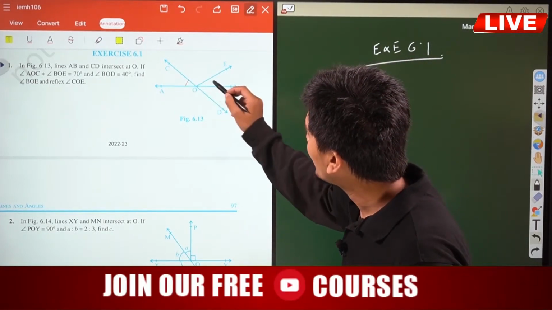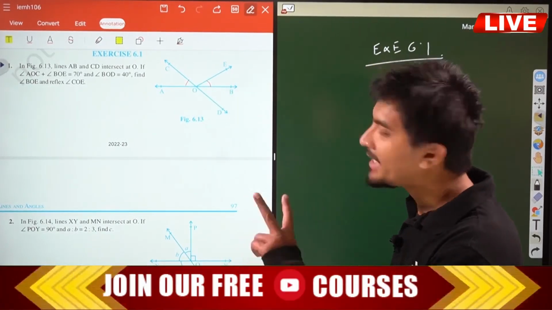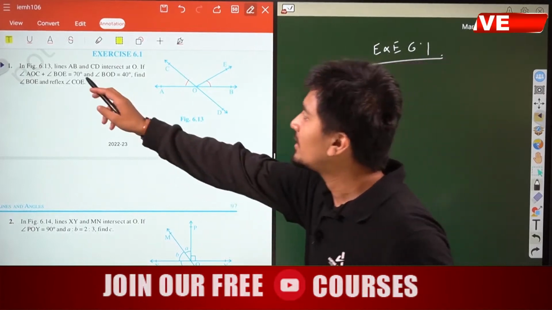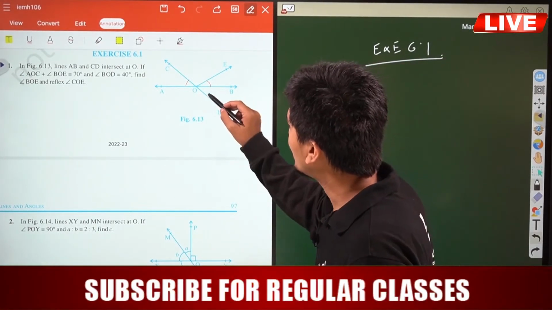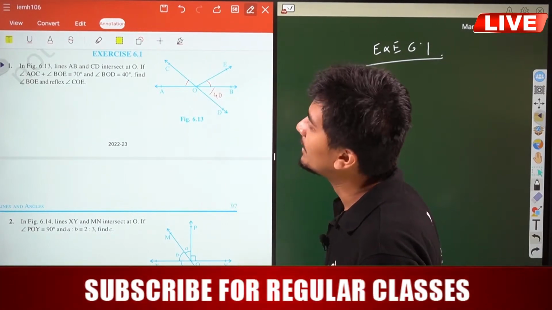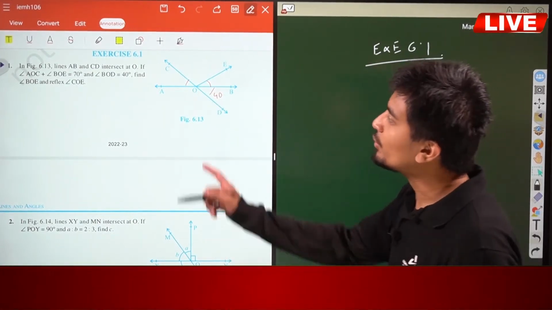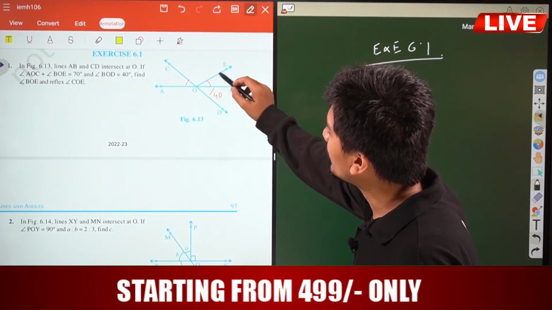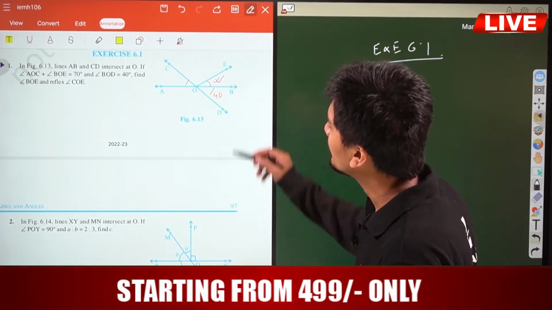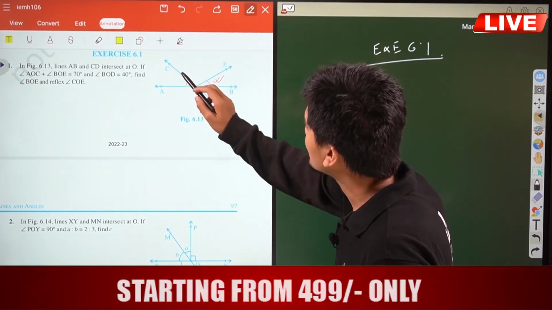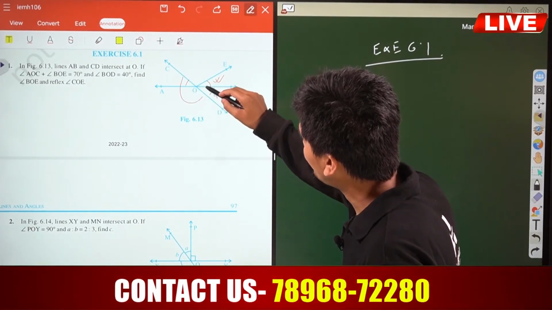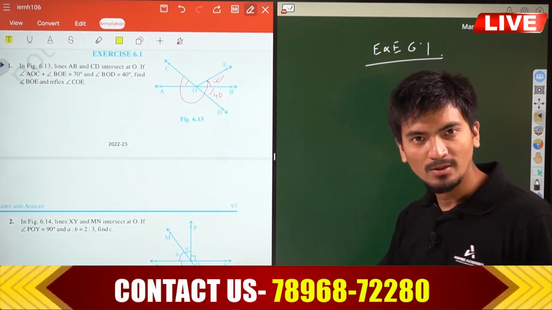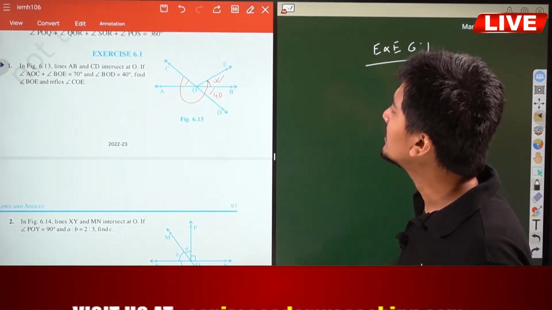This angle and this angle, if we add them, will give 70 degrees. And angle BOD, this angle, is 40 degrees, right? Given. We need to find angle BOE. First of all, we need to find this, and then we have to find the reflex angle COE. Okay? So we need to find this.